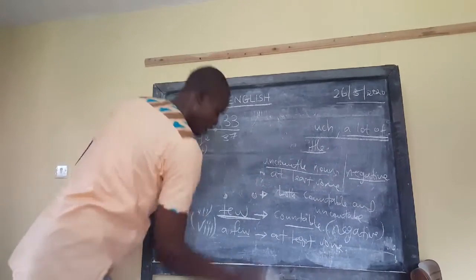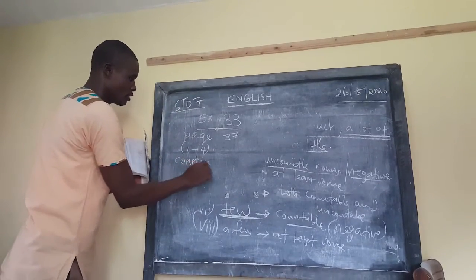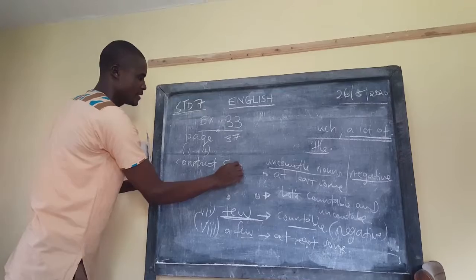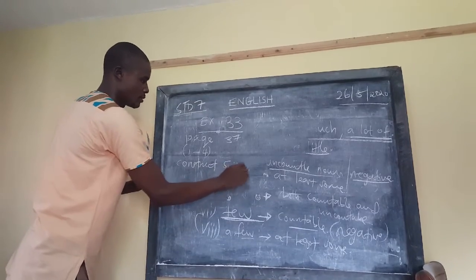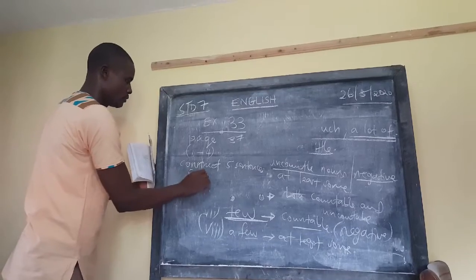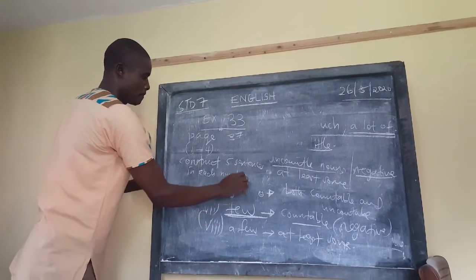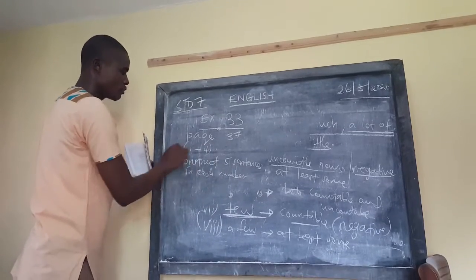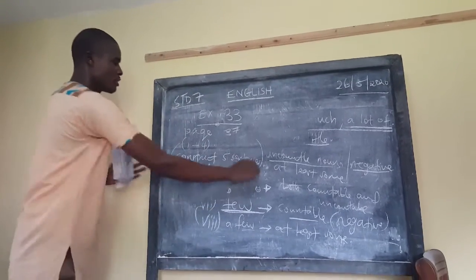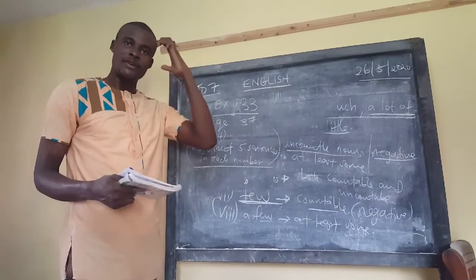Let me just write it here: construct 5 sentences in each number, that is number 1 to 4. So just construct 5 in each given number to make yourself acquainted with whatever we have learned.